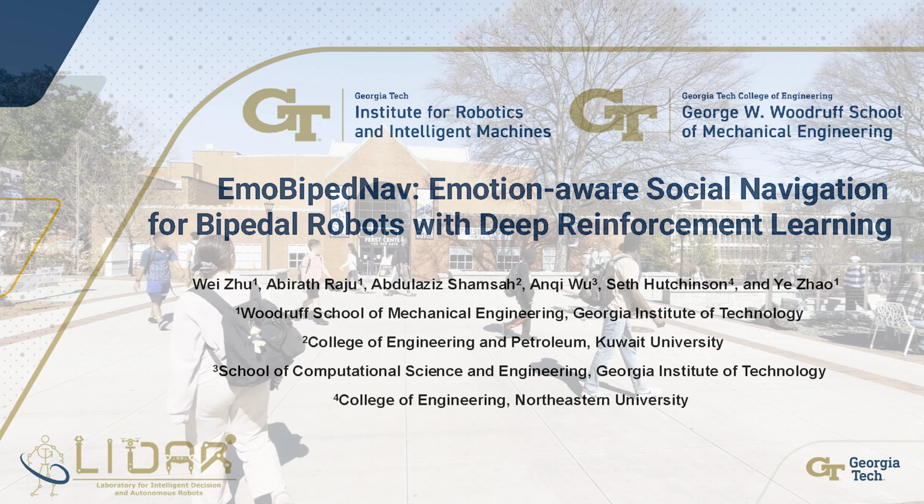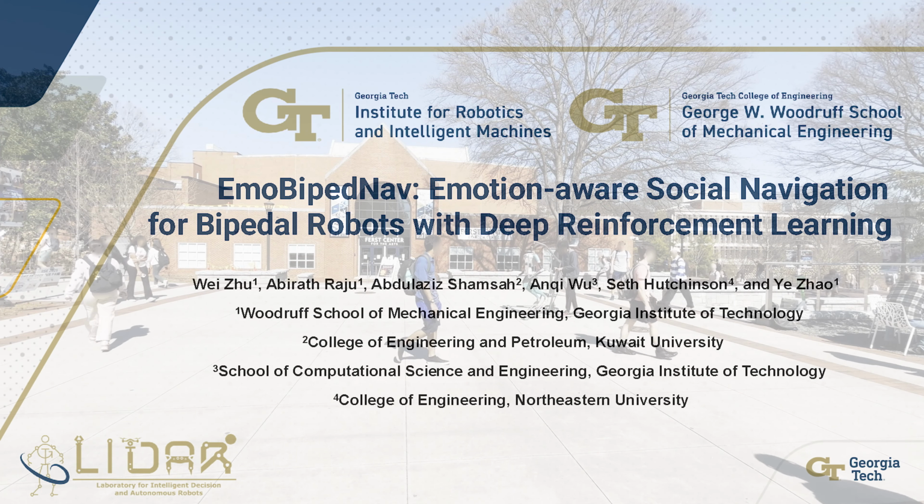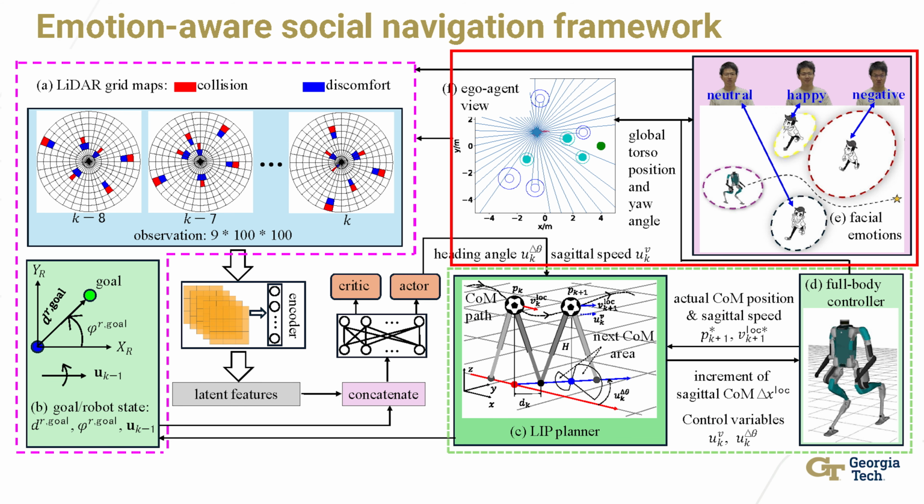We propose an emotion-aware social navigation for bipedal robots with deep reinforcement learning. This figure illustrates the whole framework of our approaches. Firstly, we obtain human facial emotions, including three types: neutral, happy, and negative. Furthermore, we collect raw LiDAR scans that detect surrounding objects, including static obstacles and dynamic pedestrians.